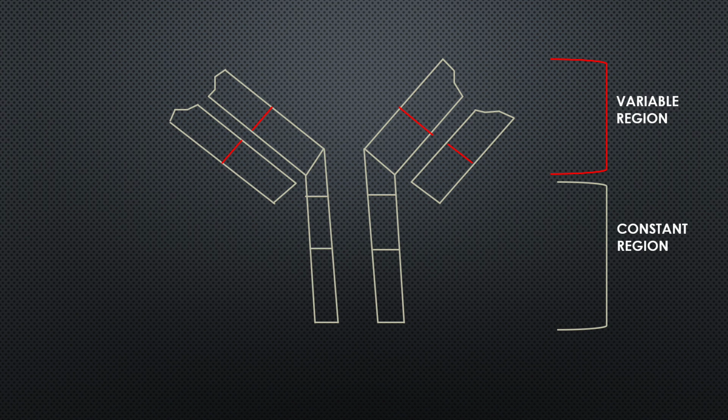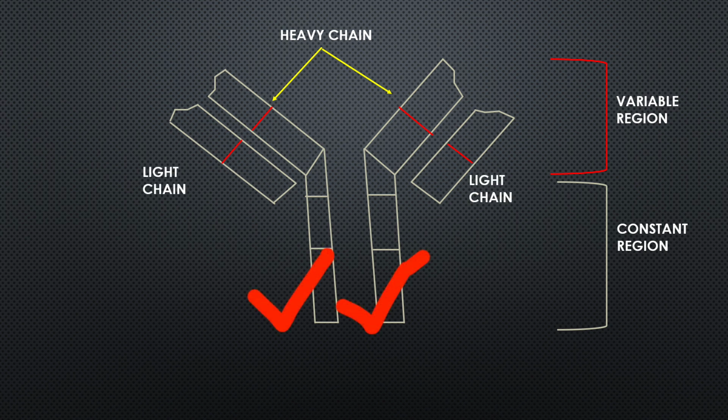And there are two pairs of chains in an antibody structure. One is heavy chain and one is light chain. The large two chains are the heavy chains and the small two chains are the light chains.